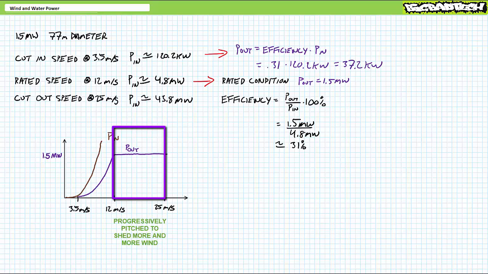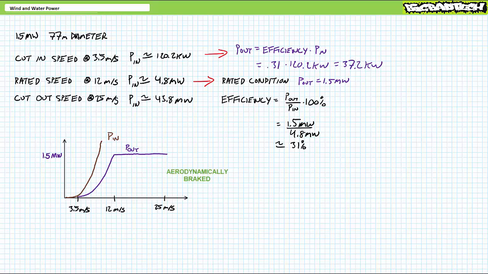This manifests itself as the turbine flatlining output at the nameplate rating at speeds above the rated speed and below the cutout speed. For this example, from the rated speed of 12 meters per second to the cutout speed of 25 meters per second, the turbine output remains at 1.5 megawatts despite increases in wind speed and the resulting increase in incoming power. One of the principal means of regulating output is by pitching the blades, such that they progressively shed more and more wind input.